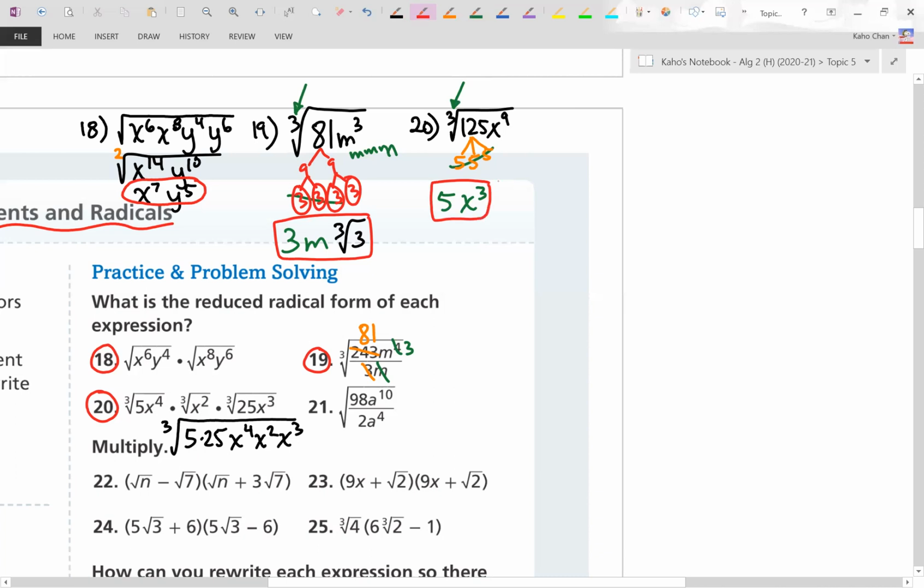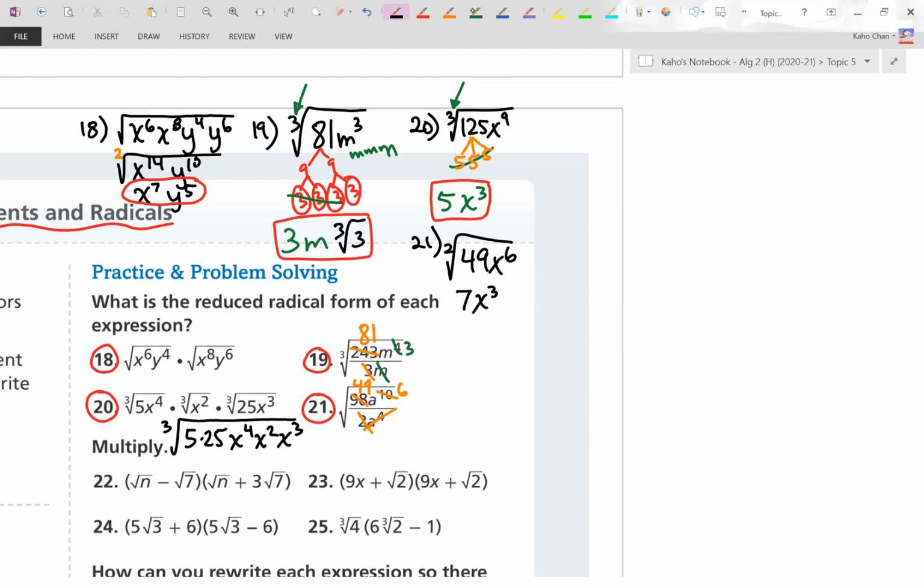Number 21, I'm going to go ahead and reduce that as best I could first. 2 goes into 98 49 times. a to the 4th cancels with 4 of those up there, leaving me with 6 of them. That leaves me with, whoops. What is that? The square root of 49, x to the 6, yay. That is nice. Square root of 49 is 7, square root of x to the 6, group of them to x to the 3rd, x to the 3rd, there it is.